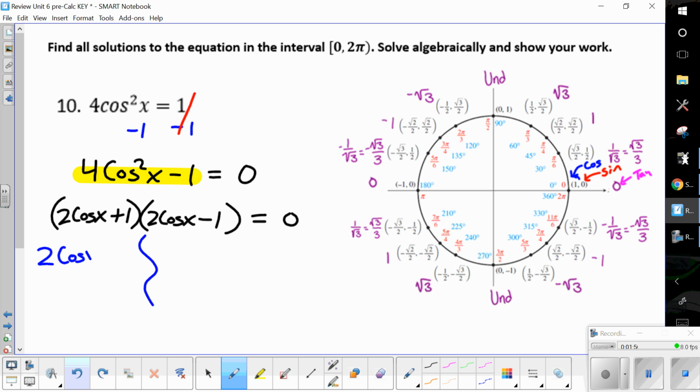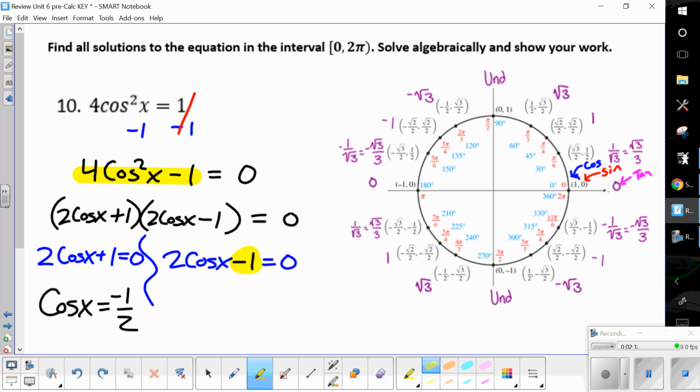When does 2 cosine of x plus 1 equal 0? And when does 2 cosine of x minus 1 equal 0? And each of these are two-step equations. Okay, on the left side, I would subtract 1 and divide by 2. And I get, I forgot the 0 here, I get when does cosine of x equal negative 1/2. On the right side, again, two-step equation. Add 1, divide by 2. And I get when does cosine of x equal positive 1/2.